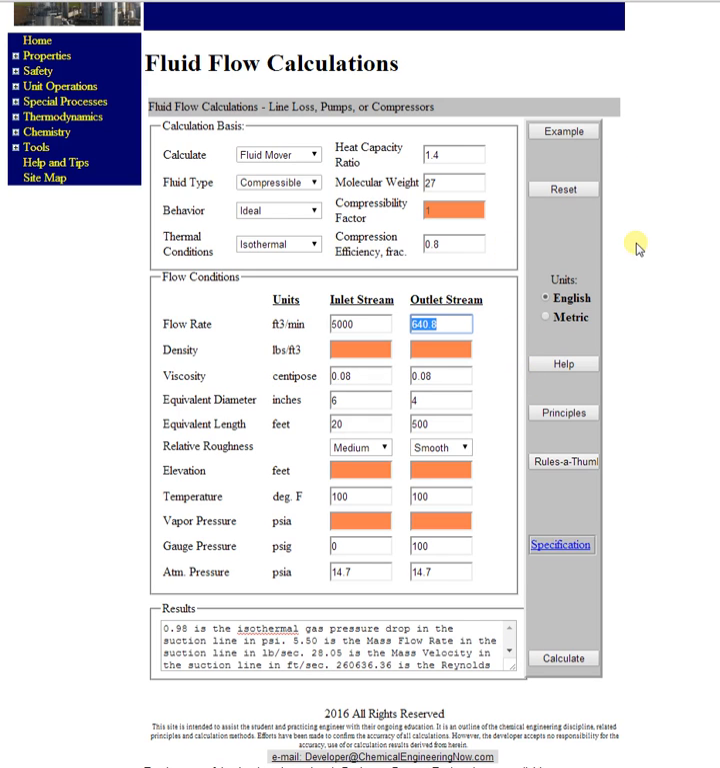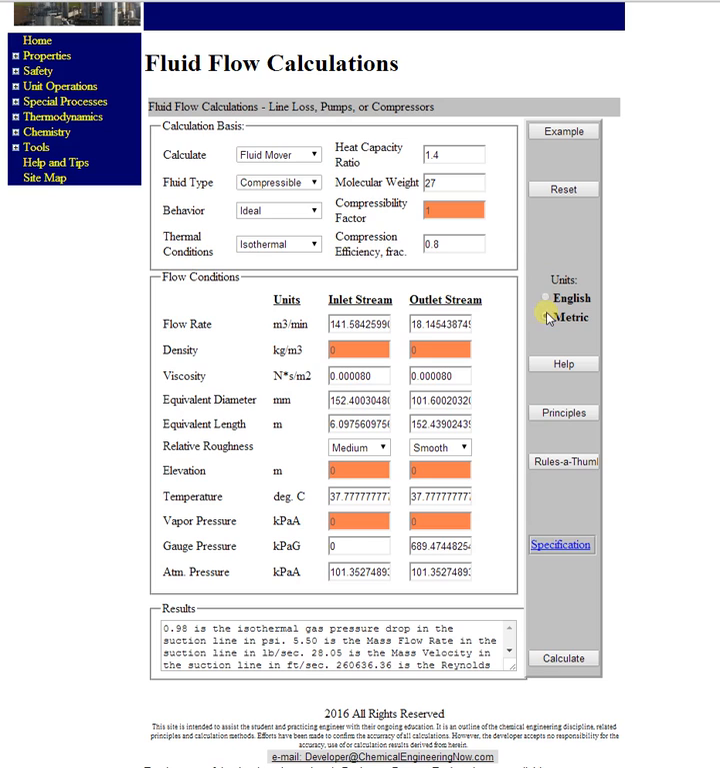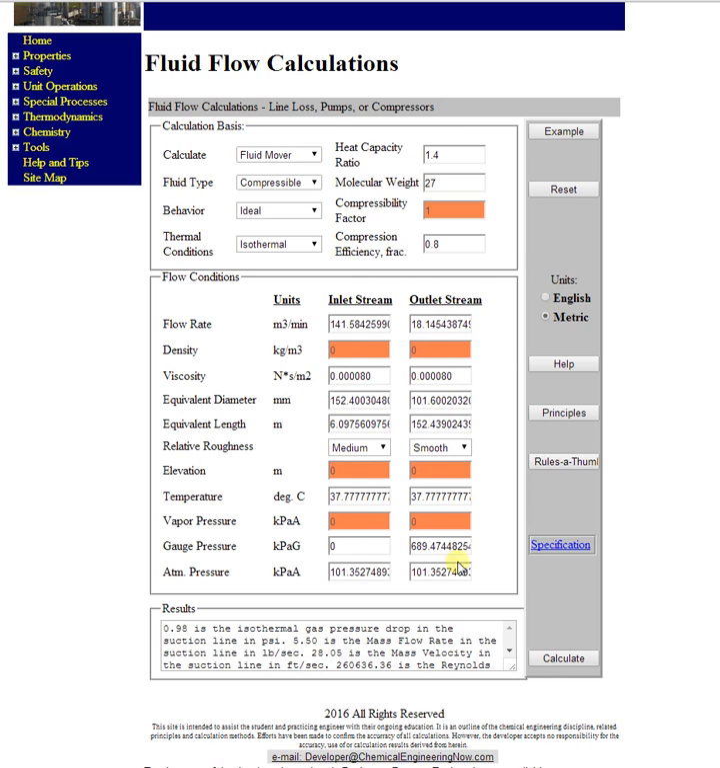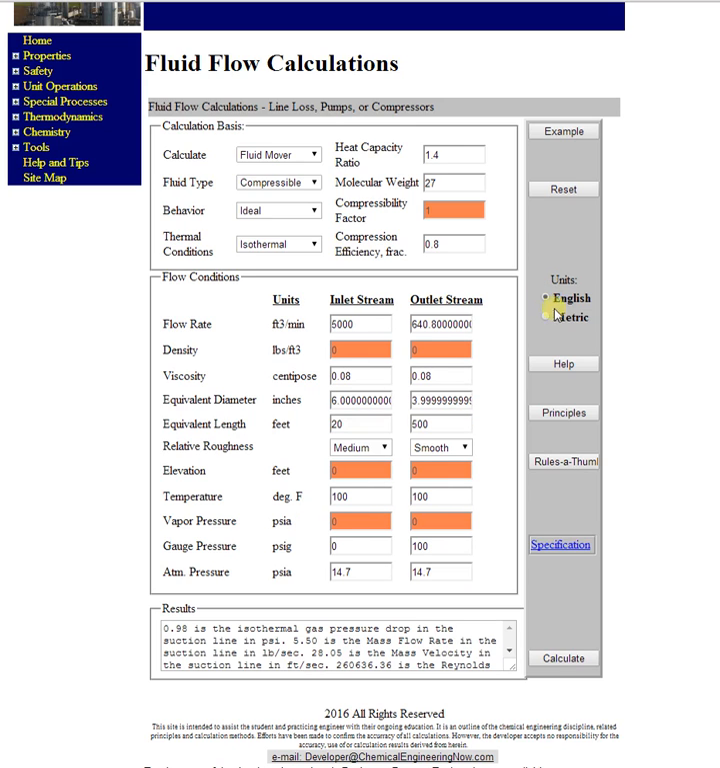So this is just a brief example of how to use the flow calculation in chemicalengineering.com. We now have provided that you could use metric units as well as English units, and the calculated results are also in metric or English. So we hope you benefit from this little exercise, a little explanation, and we wish you the best of luck.